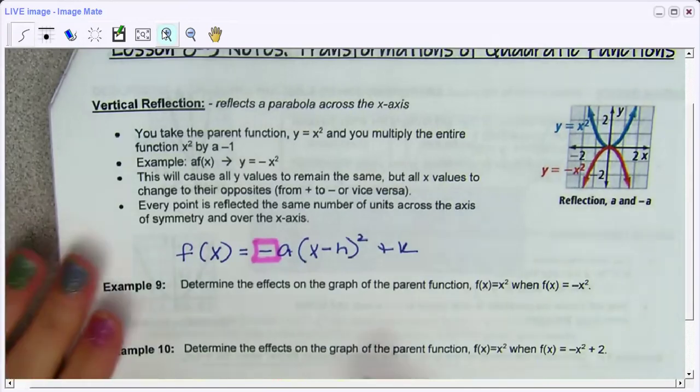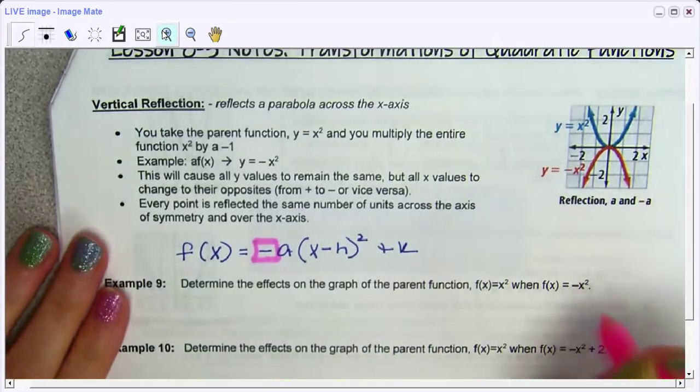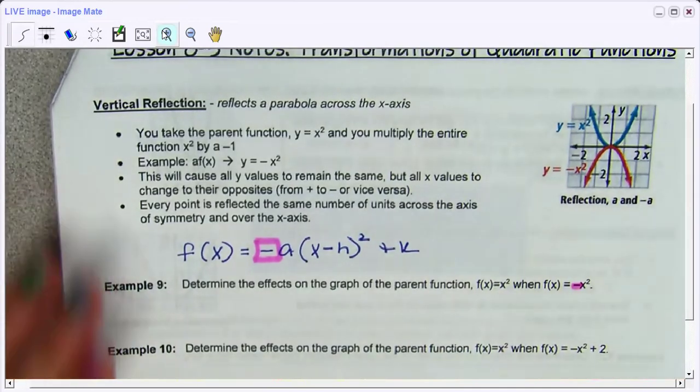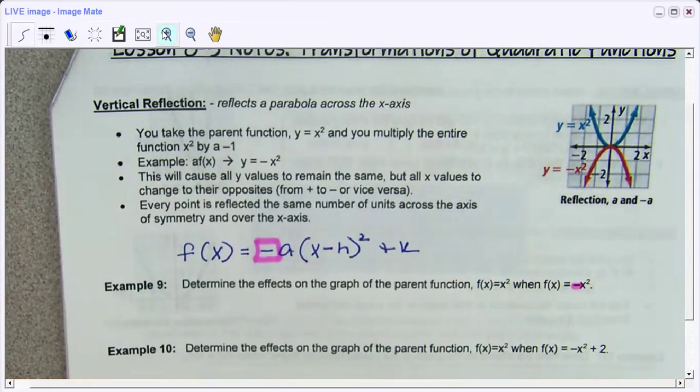Determine the effects on the graph of the parent function. We have a negative right here in front of the x squared. So this is just going to be a reflection over the x-axis, okay?